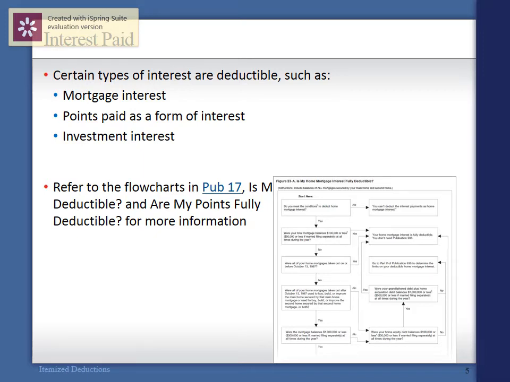We are also allowed a deduction for any investment interest, and investment interest is a little bit out of scope for what we're going to be working with in the tax center, but just so that you're aware, investment interest would be paid on a margin that you may hold on an investment account, and in that particular case, you would be allowed to deduct the interest to the extent that you generated income from those investments.